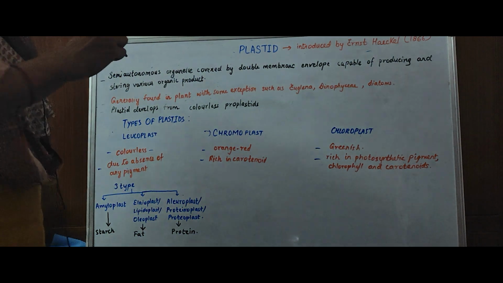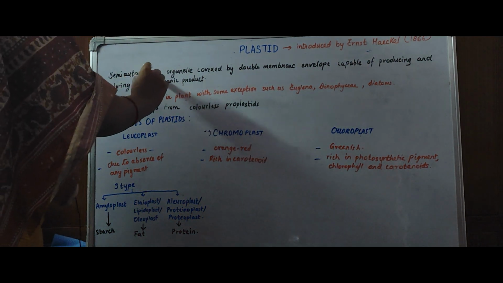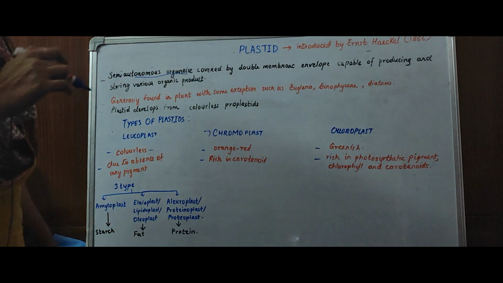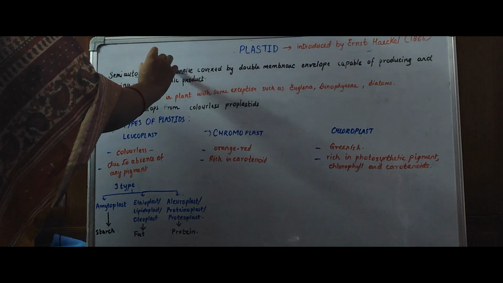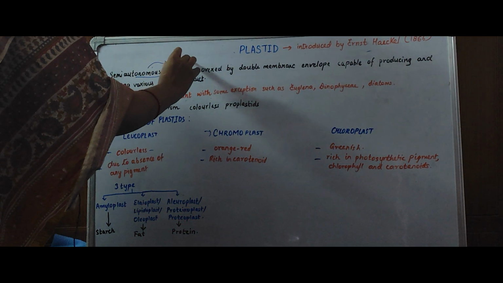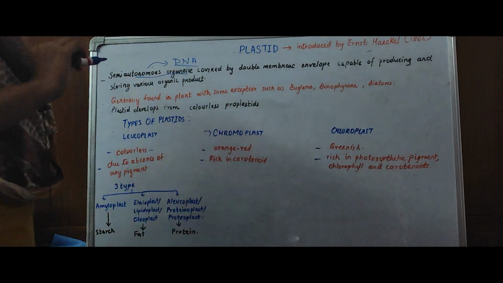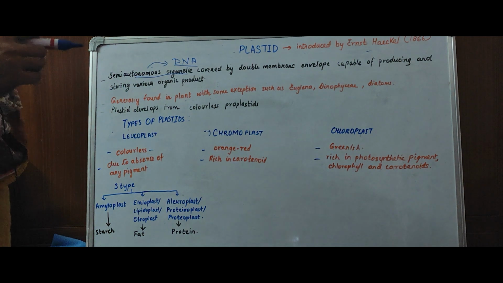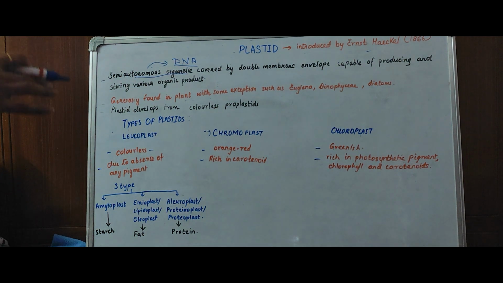What are they? They are a semi-autonomous organelle. I am saying semi-autonomous organelle. Why? Because they contain their own DNA like mitochondria. So they are having DNA also. Their DNA will be in circular form, double-stranded DNA, and just like mitochondria, they will produce their own protein with the help of their own DNA and RNA.